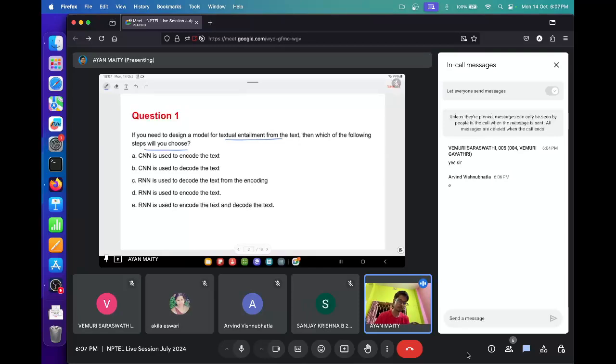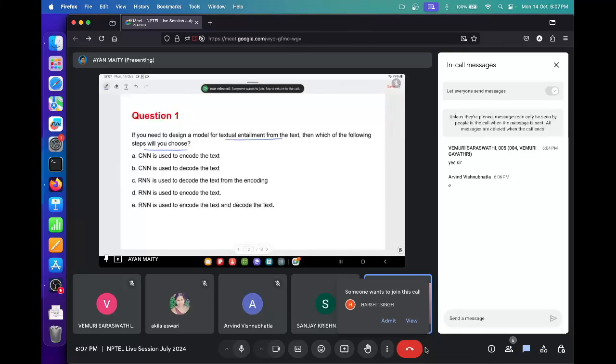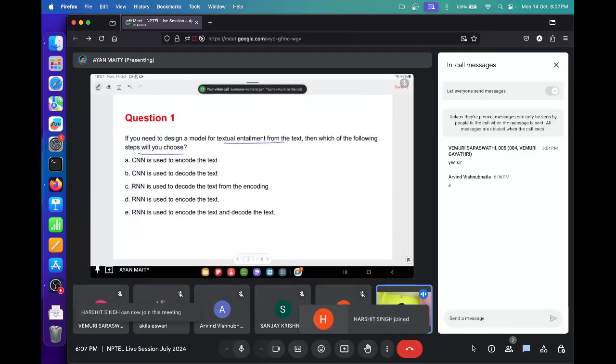Arvind Vishnu Bhatla says option E, which is RNN used to encode the text and decode the text. Okay. Anyone else?